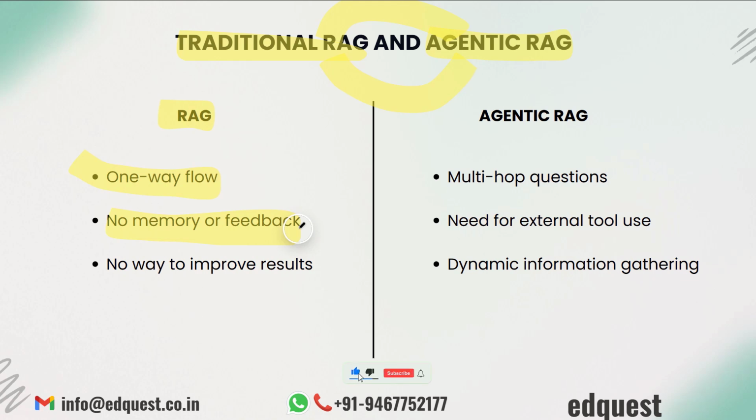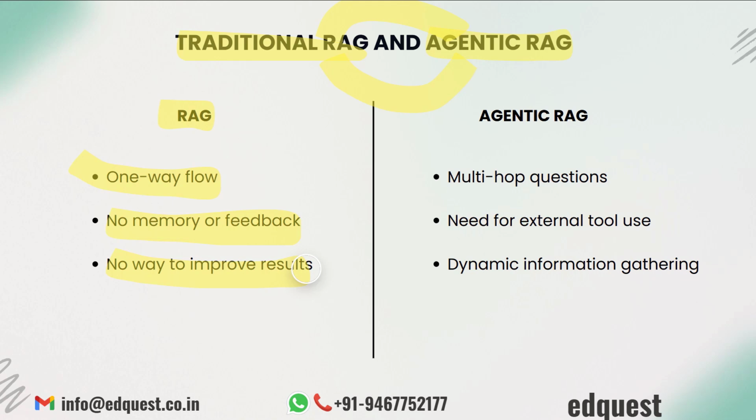This brings us to the third point. There is no way to improve results. The system is limited to the initial set of information it retrieves. If that information is irrelevant, outdated, or just plain wrong, the system has no mechanism to correct itself or try a different approach. It is like a librarian who only looks at the first book on the shelf and hands it to you, even if it is not the right one. It can't go back, reevaluate the request, and find a better book.